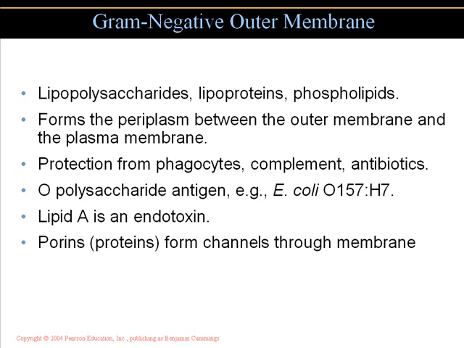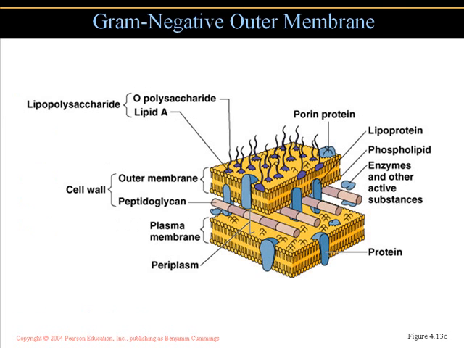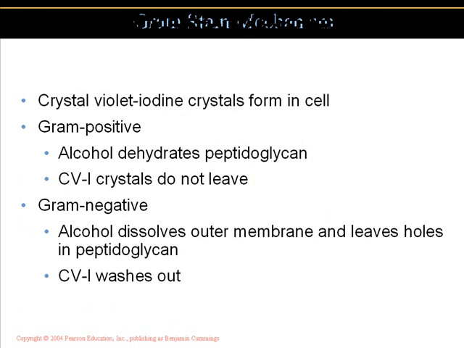Materials may penetrate the outer membrane through channels called porins. Lipopolysaccharide, lipoproteins, and phospholipids form the periplasm between the outer membrane and the plasma membrane. Protection from phagocytes, complements, and antibiotics. O polysaccharide antigens such as Escherichia coli O157:H7. Lipid A is an endotoxin. Porins, proteins, form the channel through the membrane.